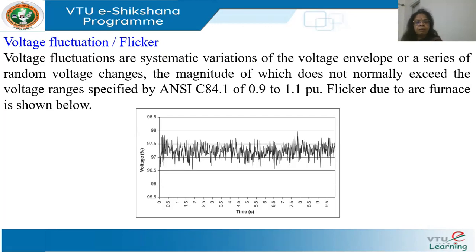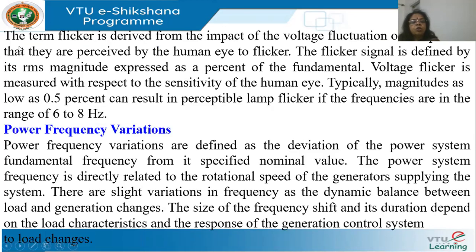This flicker is perceptible to the eye. Because it's within the boundary, you may not notice it in all the equipment, but your eye can. I can visualize it, so you can observe that flicker. Some definitions of flicker also have to do with how it affects your vision. You'll study that again in the third last unit. The term flicker is derived from the impact of voltage fluctuation as perceived by the human eye. If it is around 6 to 8 hertz, even as low as 0.5%, your eye can perceive the changes. So that is about flicker.